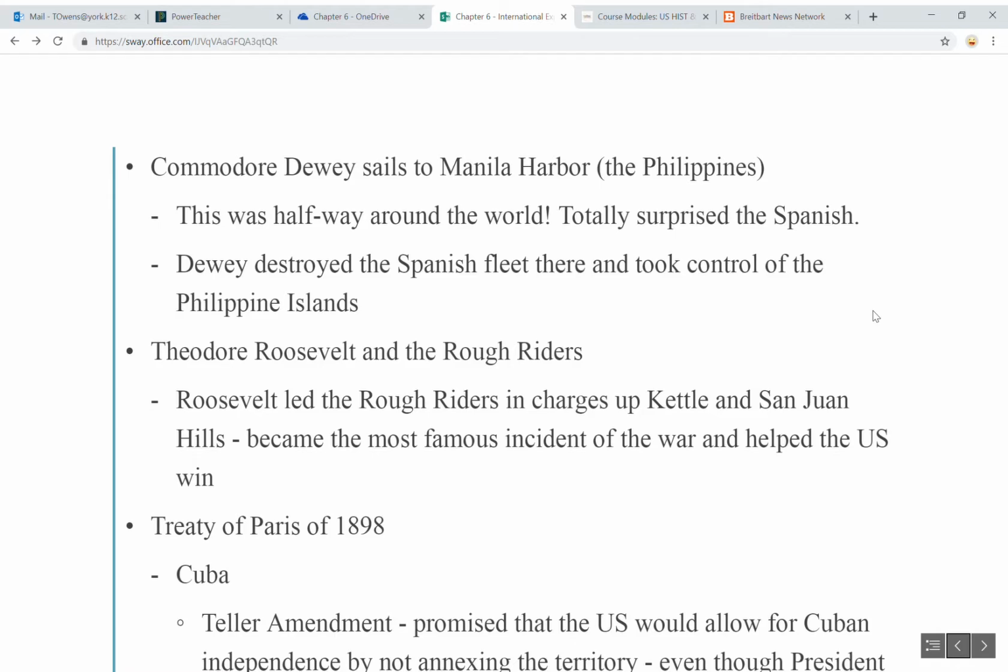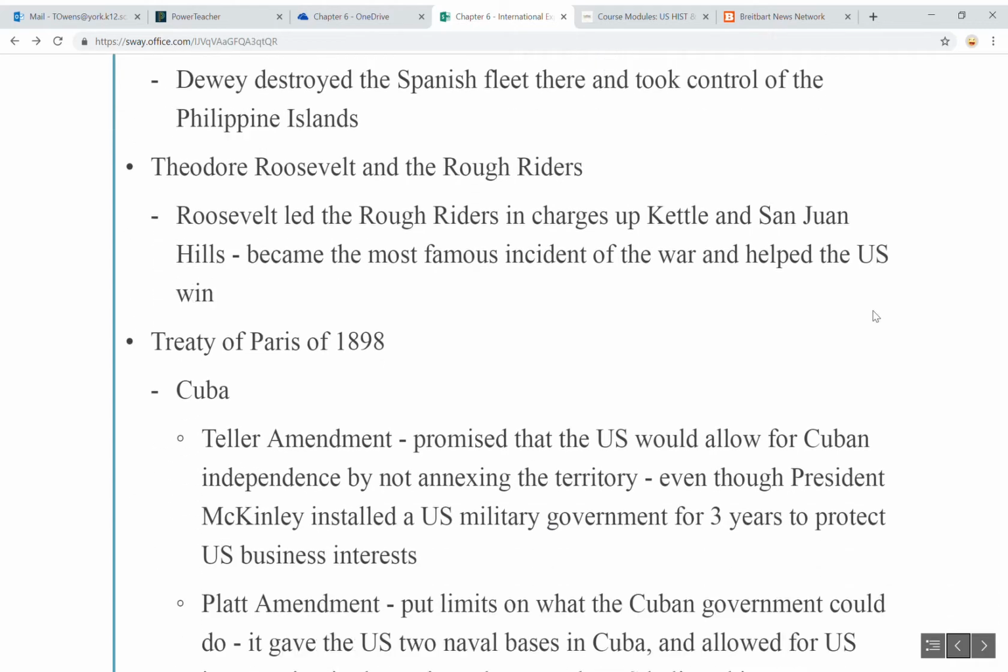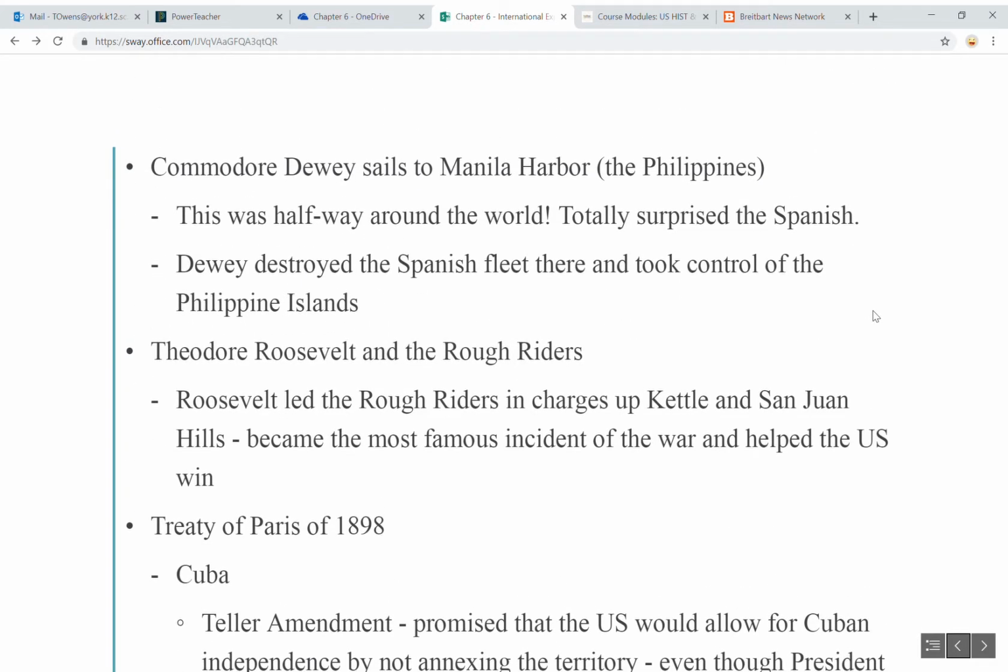Closer to home, you get Theodore Roosevelt, who is going to charge up Kettle Hill and San Juan Hill, leading the Rough Riders. And really, this is probably the most famous incident of the war, and makes Teddy Roosevelt famous. Okay, this is, of course, before he's president. This is where he kind of gains his fame. But regardless, the Spanish are going to end up surrendering, mostly because we've destroyed their fleet. And to end the war, we have the Treaty of Paris of 1898.